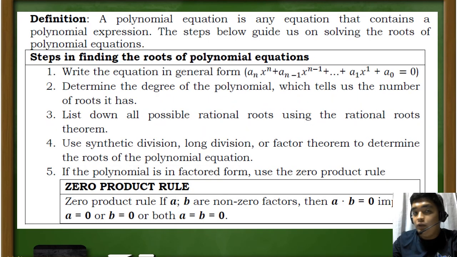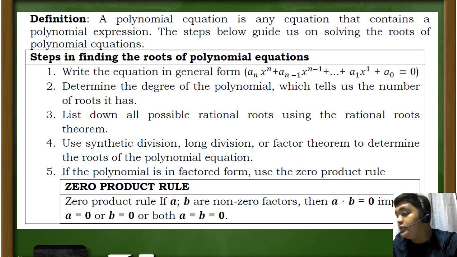Definition: a polynomial equation is any equation that contains polynomial expressions. The steps below guide us on solving the roots of polynomial equations. First, write the equation in general form, that is a sub n x to the power of n plus a sub n minus 1 x to the power of n minus 1 plus up to a sub 1 x to the power of 1 plus a sub 0 equals 0.